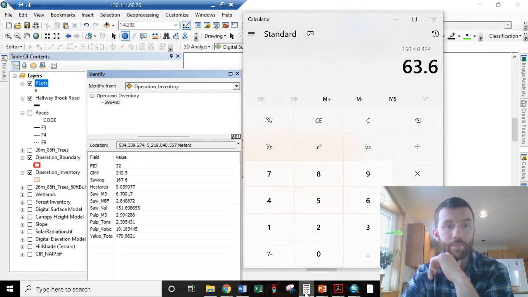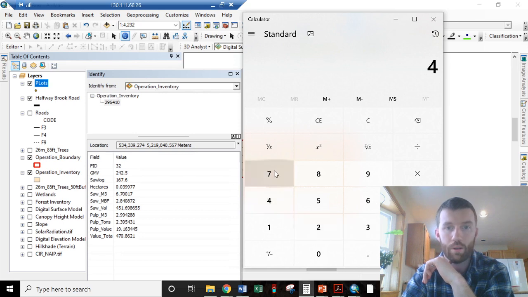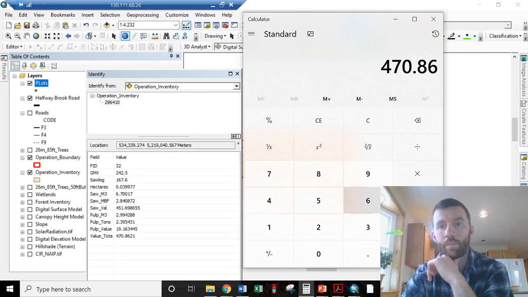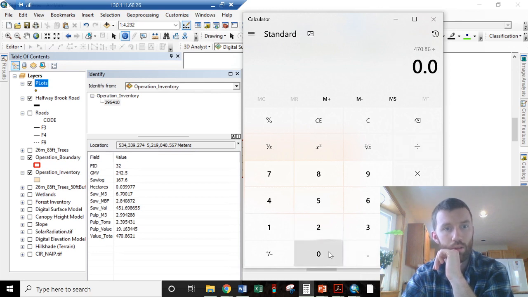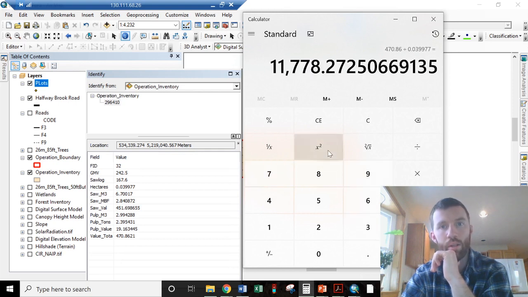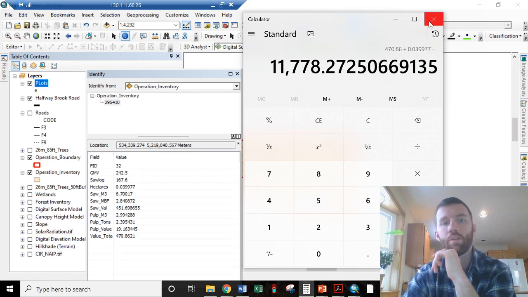So we're going to have to calculate a little bit again. So let's see how this works. See if I can get this right on the first shot for you. So we have 470.86. And now we are going to divide that by 0.03997 to get a per hectare value of 11,778. I did get that right. So we don't need to do that step yet.